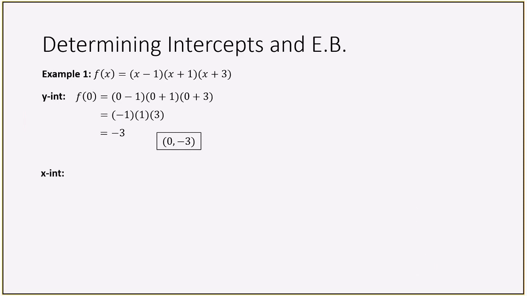Now to find my x-intercepts, I flip the process. I set my f of x equal to 0 and my y equal to 0, and I solve for x. The nice thing about this is I don't even have to factor. It's already in factored form. So I can set each part equal to 0 and then solve, and it's just a one-step solving process. x minus 1 is equal to 0, so x is equal to 1. x plus 1 is equal to 0, so (-1, 0) is an intercept. x plus 3 is equal to 0, so (-3, 0) is an intercept.